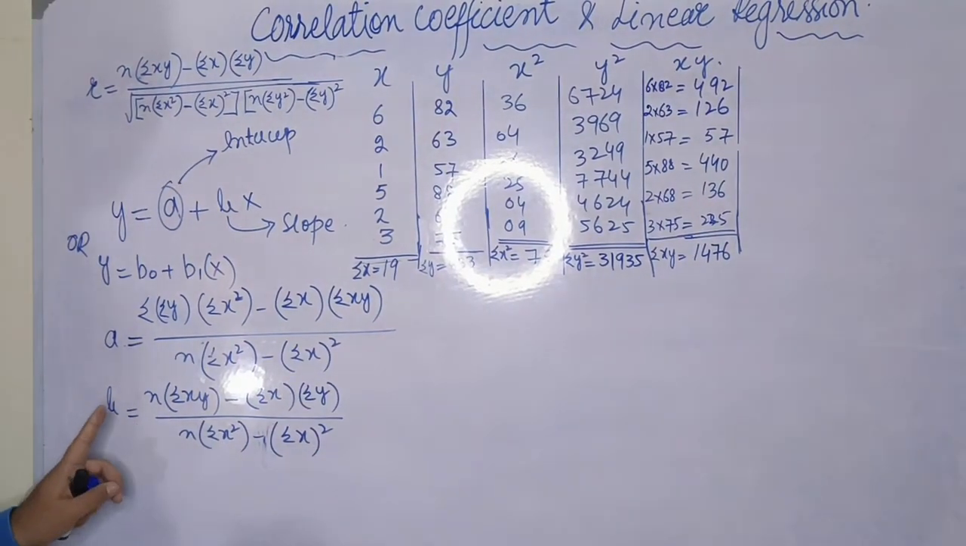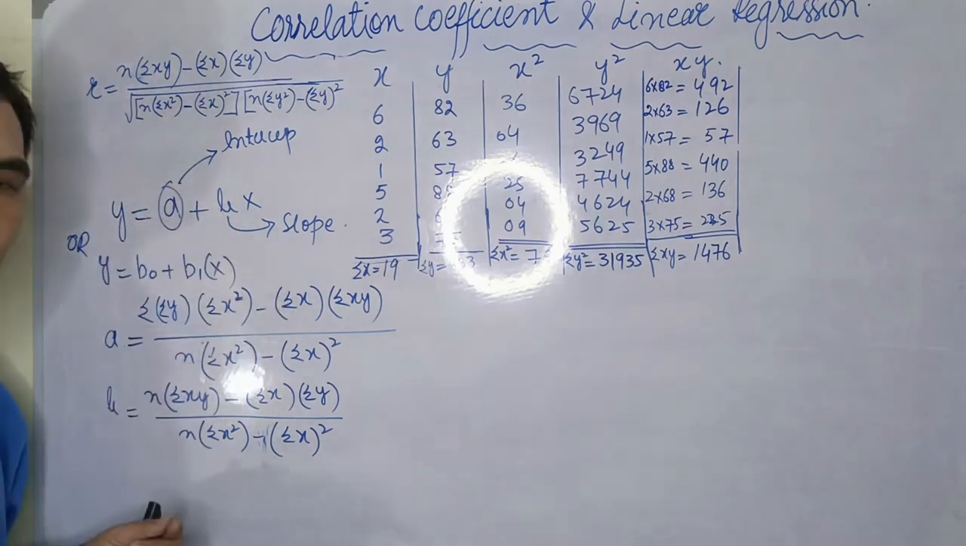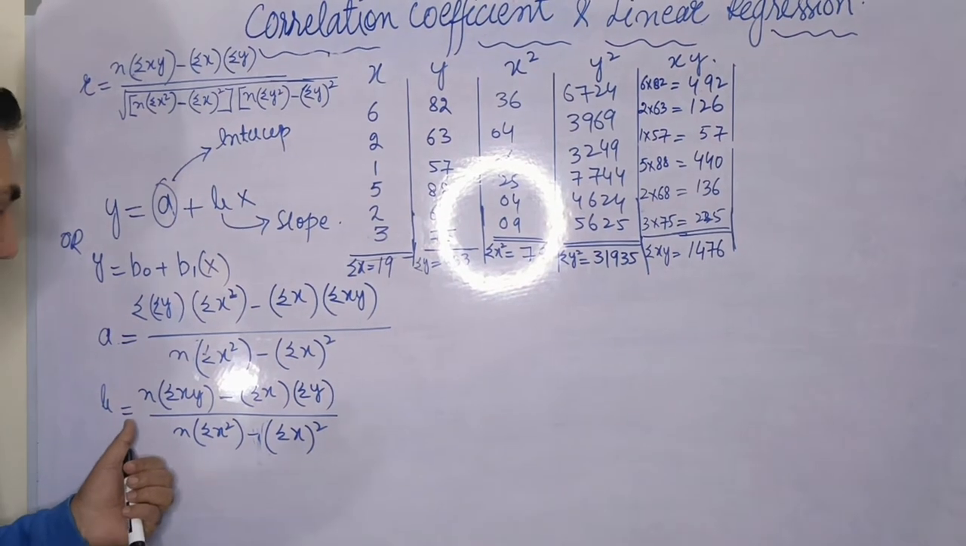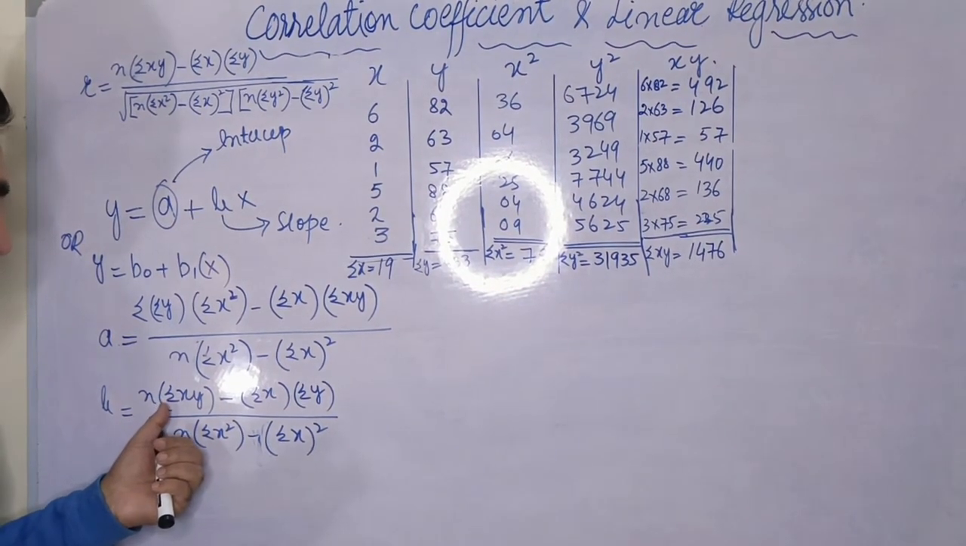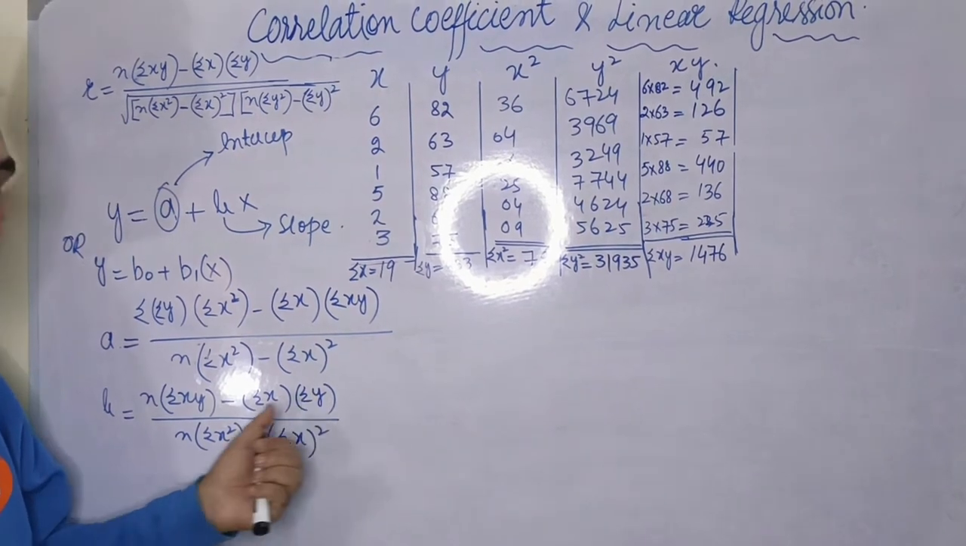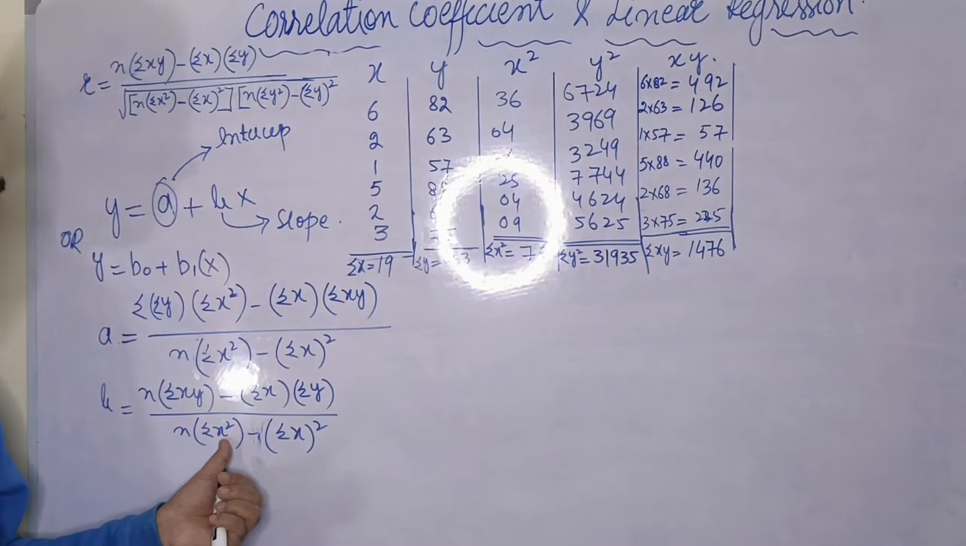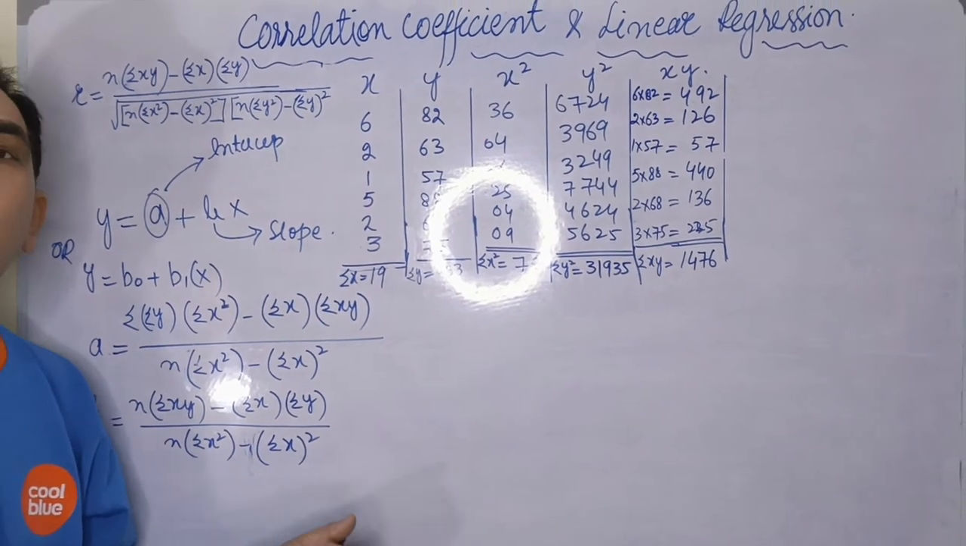Now for B, to calculate the B in the linear equation, which is the slope, there is another formula. B is equal to n times the sum of the xy minus the sum of the x and the sum of the y, divided by n times the sum of the x square minus the sum of the x whole square.